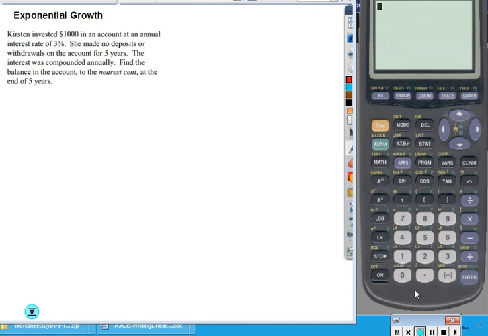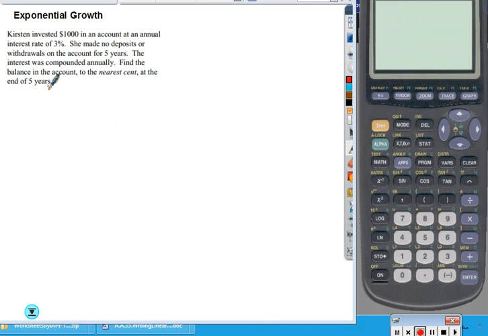Kirsten invested $1,000 in an account at an annual interest rate of 3%. She made no deposits or withdrawals on the account for 5 years. The interest was compounded annually. Find the balance in the account to the nearest cent at the end of 5 years.